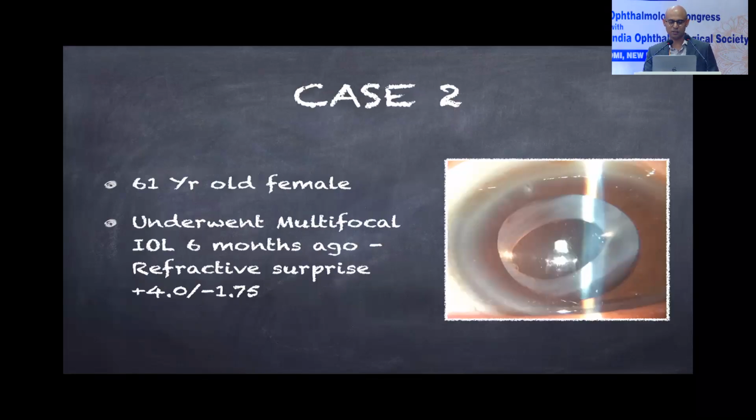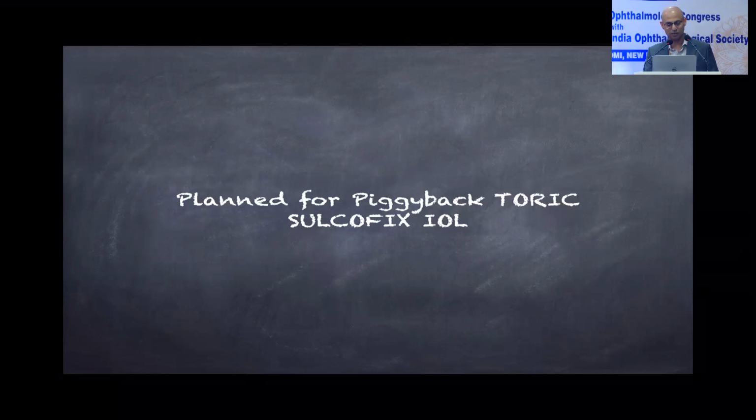This is another patient, a 61-year-old female, who underwent a multifocal IOL 6 months prior, and then after 6 months when she came, this was the kind of refraction I was dealing with. So a very, very unhappy patient. Obviously, she wanted unaided near vision and distance 6/6, and this is what we are giving her.